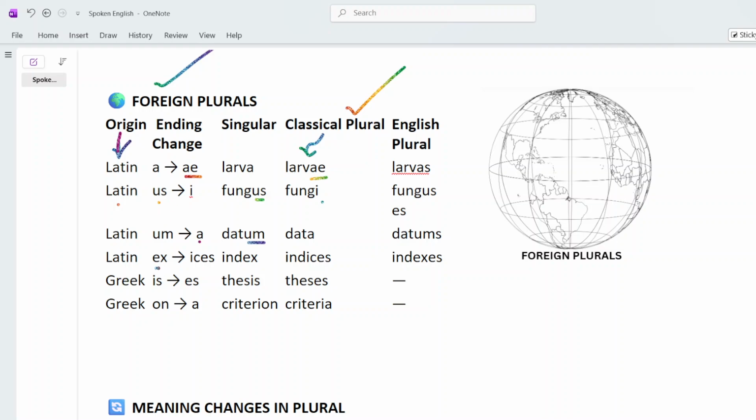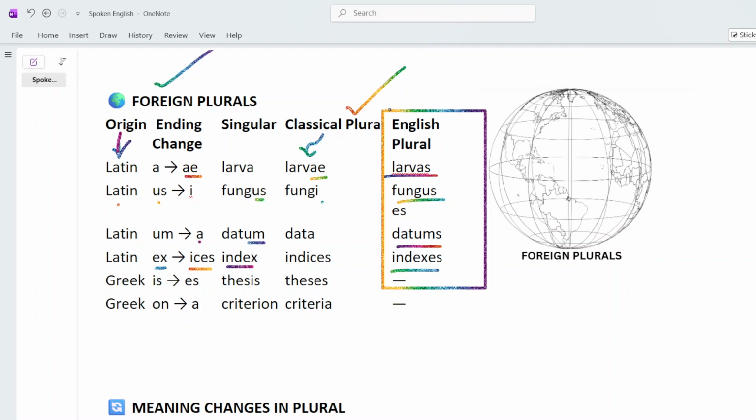Now, the fourth word I was talking about, if the ending of the word is EX, like index, in order to change this into a plural form, you have to add ICES: indices, not indexes or datums or funguses or larvas. This is not something that we do when words are of foreign descent.